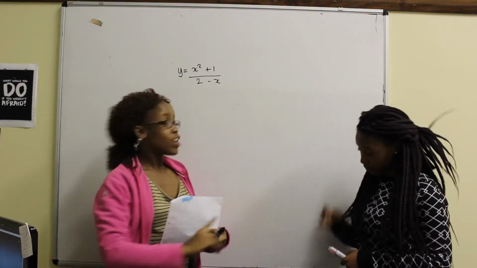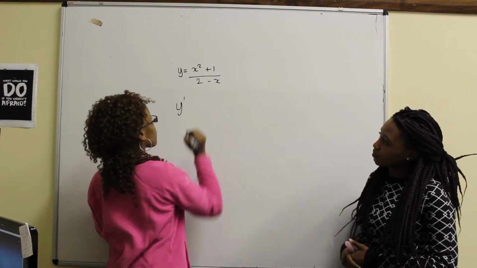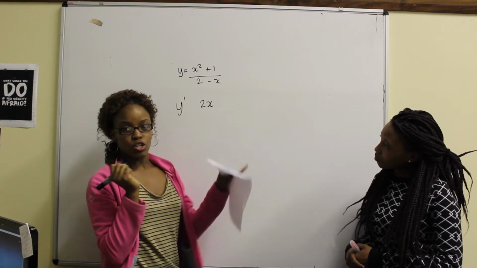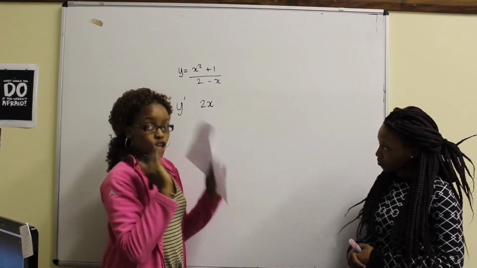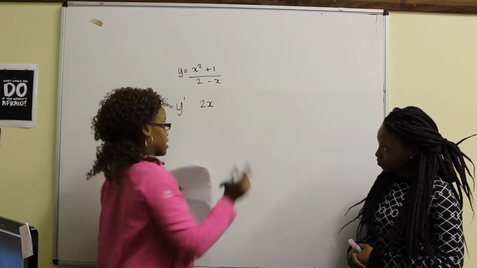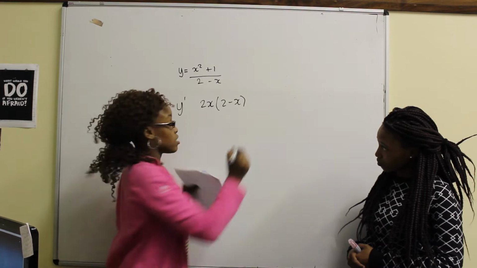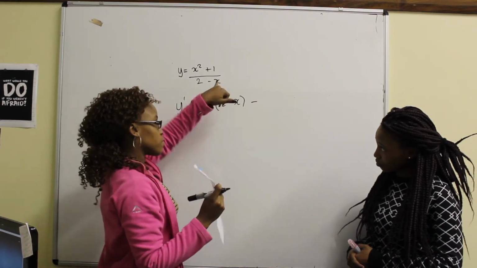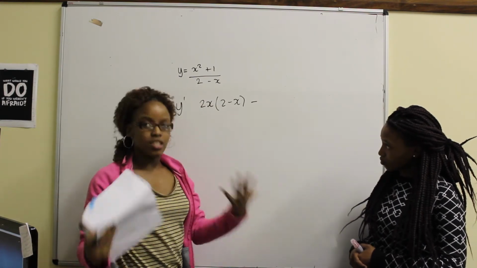In this case, you agree with me that we're going to take the derivative of the top. So the derivative of the top is 2x. You agree with me? Because obviously the derivative of a constant is 0. And then you multiply by the denominator. You don't do anything to the denominator yet. So then it's 2 minus x. And then you say minus the derivative of the bottom. And you agree with me that the derivative of the bottom is just minus 1, because the derivative of a constant is 0.